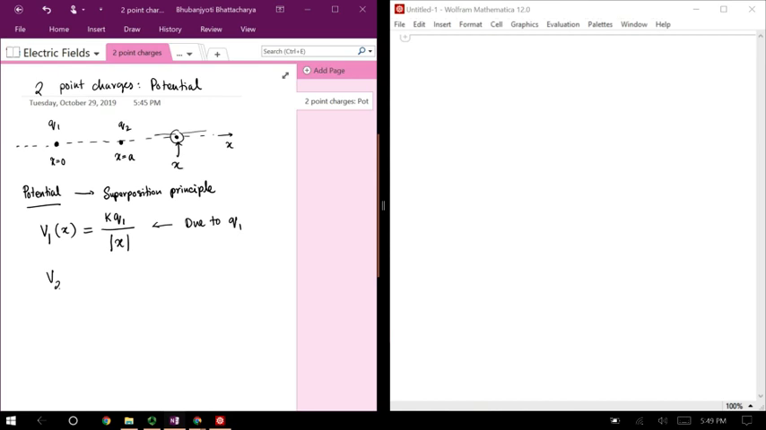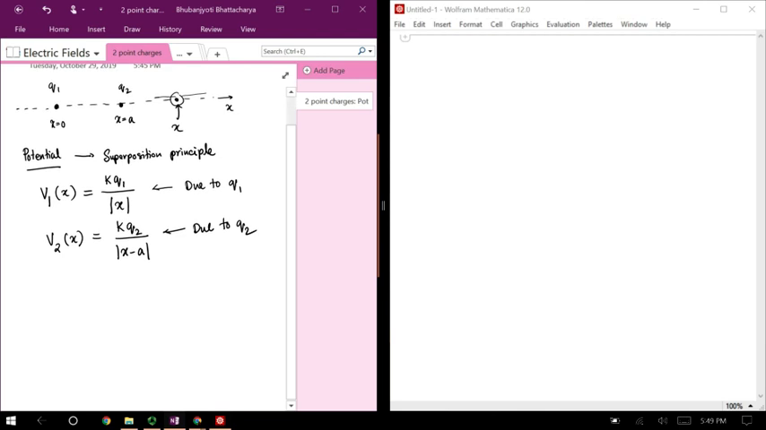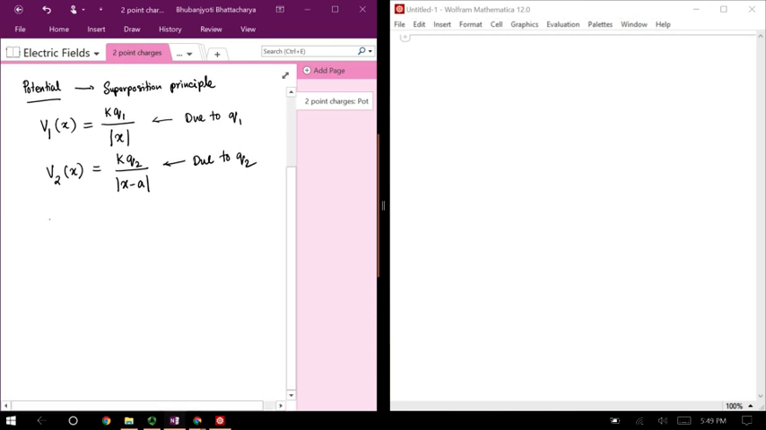Okay, and now let's look at what happens for charge Q2. So that's V2 of x. Then we will have k Q2 divided by the distance between x and x equals a. So we'll have magnitude of x minus a. So this is due to Q2. All right, great. Okay. And now what's the net potential? Superposition tells us V of x has to be equal to V1 of x plus V2 of x. So that's going to be equal to k Q1 over magnitude of x plus k Q2 over magnitude of x minus a. And that's it. That's our potential function, right?